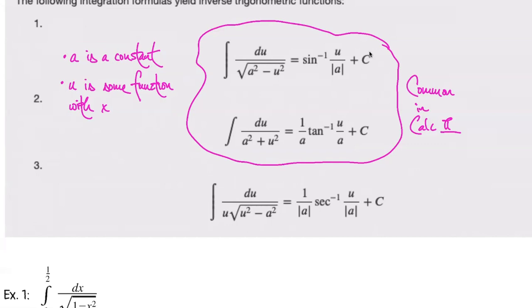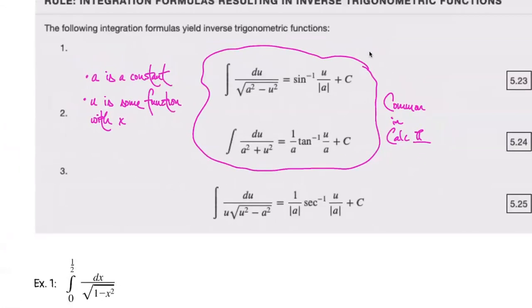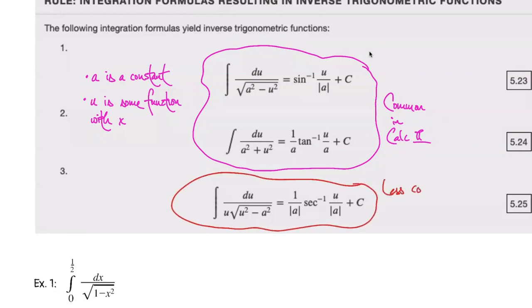The last one, which is nice to know, nice to see, is that if you take the integral of 1 over u times the square root of u squared minus a squared, you will end up with some variation of an inverse secant, all right? This one is less common in Calc 2, all right?